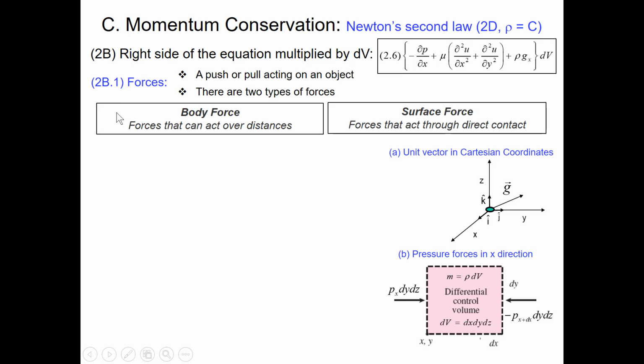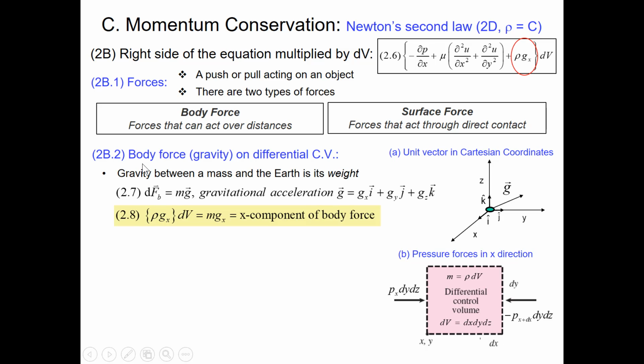1. Force, we all know, is a push or pull acting on an object, such as a fluid body. You may run into many different forces, but all can be grouped into two categories. One is a body force that can act over distance, like gravity. The other is surface force that must act through direct contact, like the pressure force.